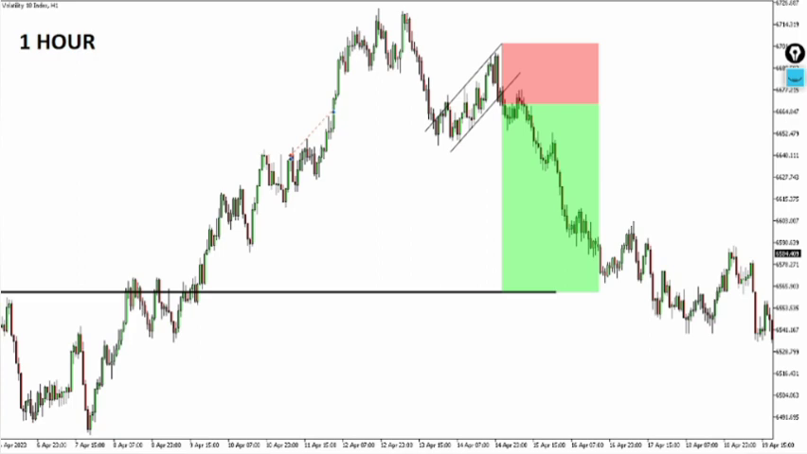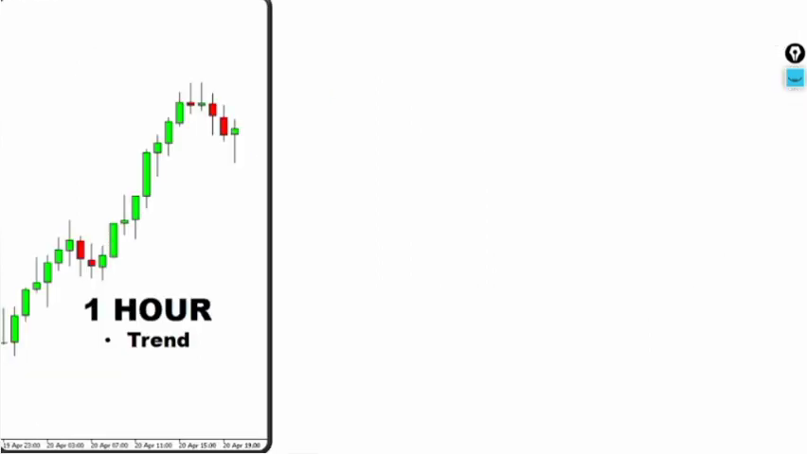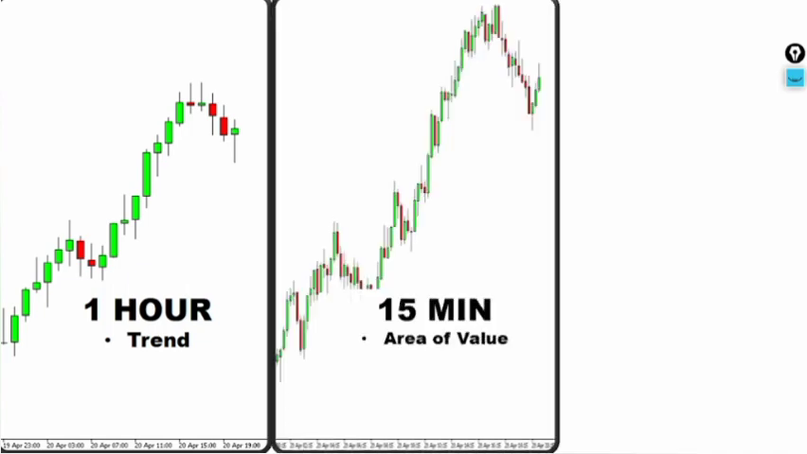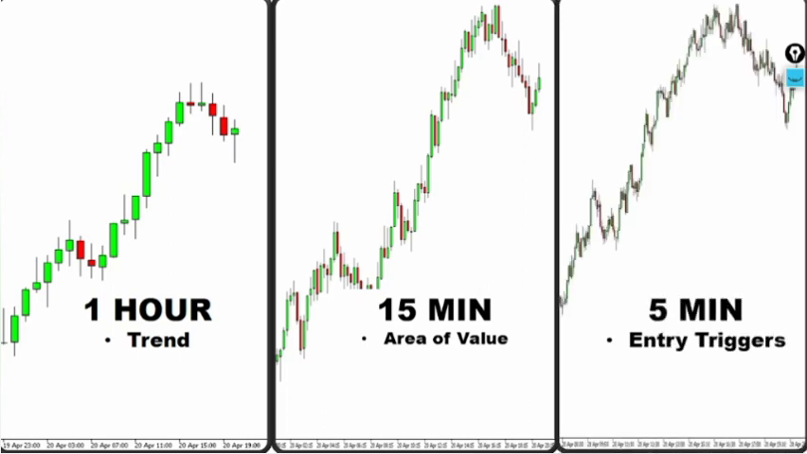So the easiest way of doing multi-time frame is using what is called the top to down analysis. The top to down analysis is simply starting off your analysis on a bigger time frame, right? And then you drop down to a lower time frame. For example, if your bigger time frame is the 1 hour, you would be looking for the trend of the market using that 1 hour time frame, and then you would shift to a lower time frame like the 15-minute time frame to get your area of value. And lastly, you go to the 5-minute time frame to get your entries and your entry triggers.